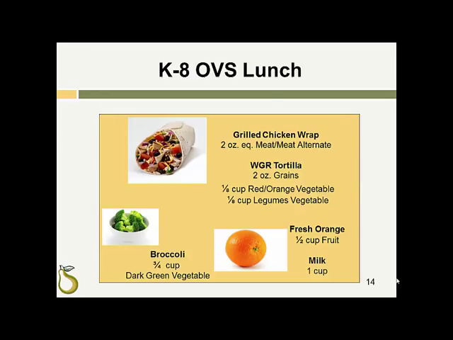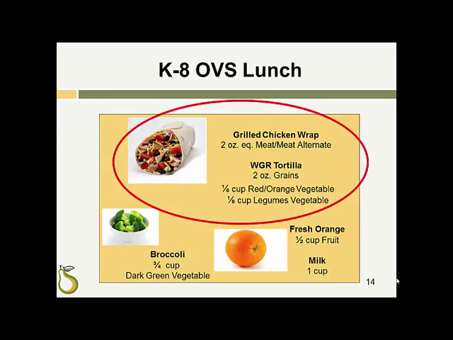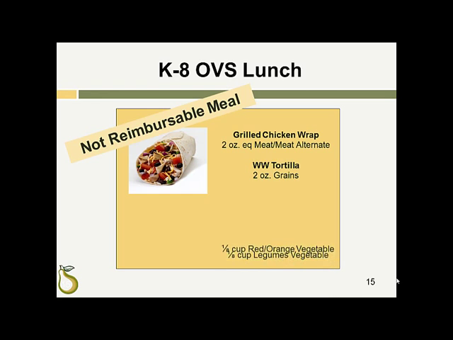The student has selected the grilled chicken wrap with the 2-ounce equivalent meat alternate, 1/8 cup red orange vegetable, and 1/8 cup of legumes, and a whole grain rich tortilla that has 2-ounce equivalent of grains. Is this meal reimbursable for K-8 offer versus serve? This meal is not reimbursable.